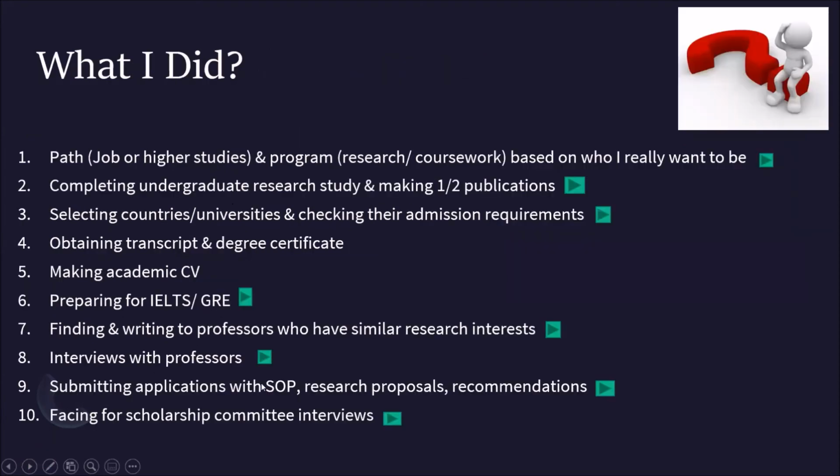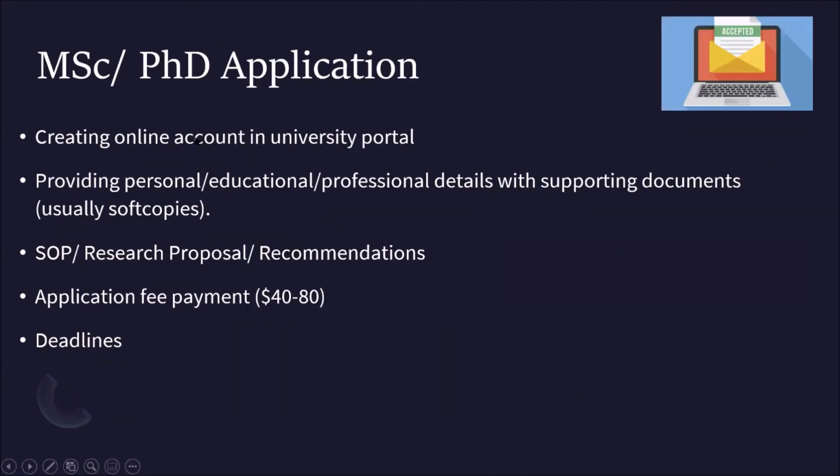And the ninth step is submitting your application. Here, you have to create an online account in your university portal, and you have to provide all the details. Usually you have to attach soft copies of the documents, but some universities will ask for hard copies. And also you have to provide the SOP, research proposal and recommendations. And at the final stage, you have to pay the application fee. In my experience, it was about this much amount. And also during your application process, please be aware of the deadlines.